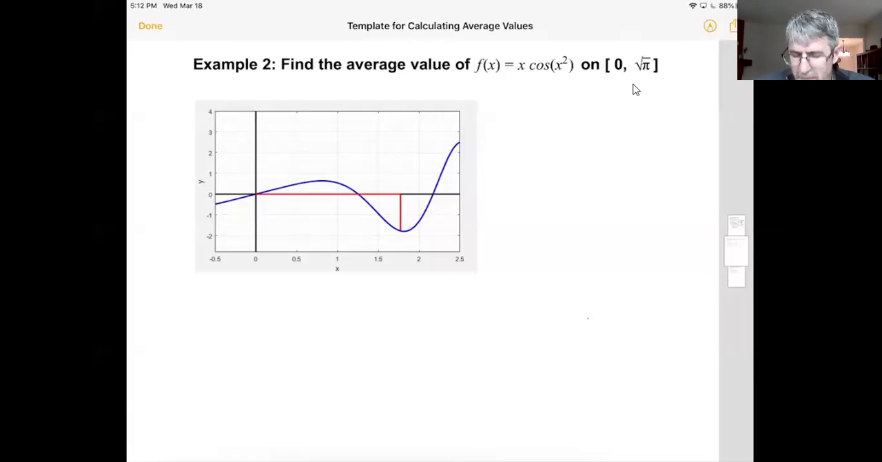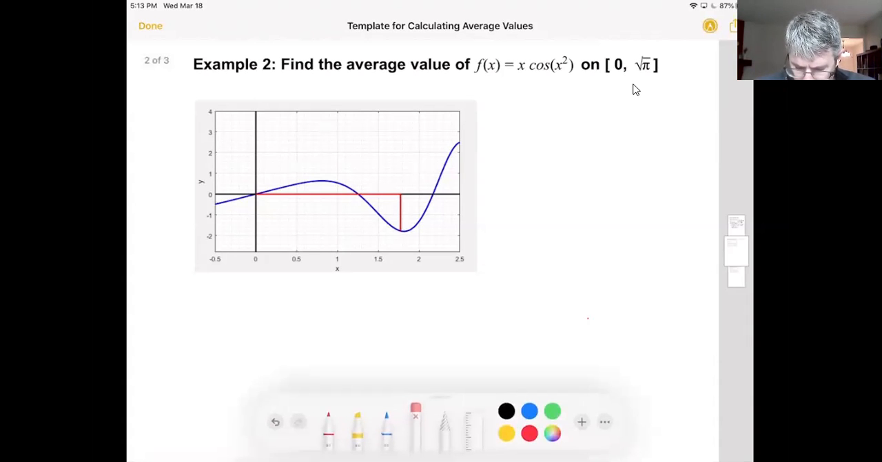Now here we have a second problem. This one's going to be a little bit trickier, but let's see what happens here. So we need to find the average value of the function x times the cosine of the quantity x squared on the interval from 0 to the square root of pi. And you can see that is graphed out here in MATLAB. And you can see there's something interesting here. It looks like the average is going to be 0.